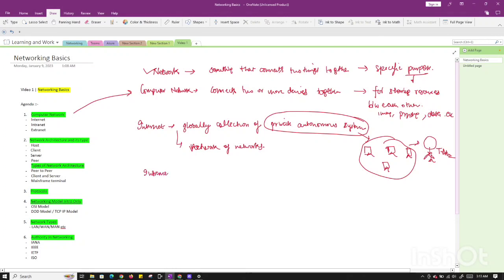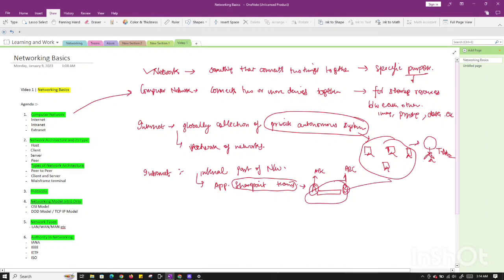What is an intranet? Intranet is the internal part of a network. For example, we have applications called SharePoint and Teams. These are the main examples of intranet. For example, if I am a person who works for a company ABC and there is a person B who works for the same company and we want to communicate, but we don't want to show this conversation outside of this company, so we use an intranet offering there. So we have an intranet network.